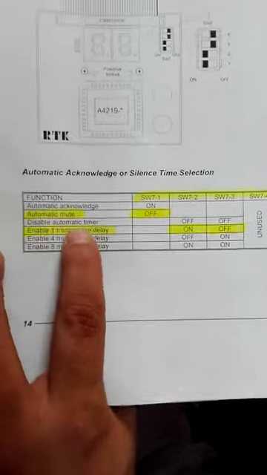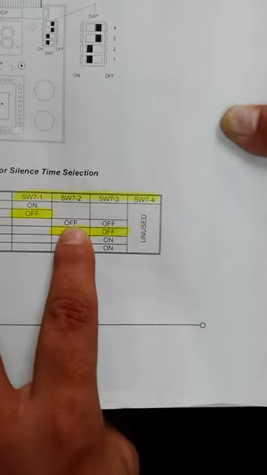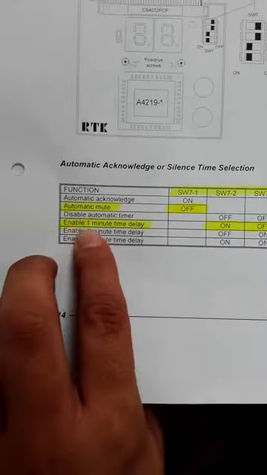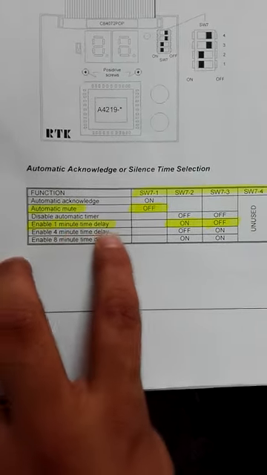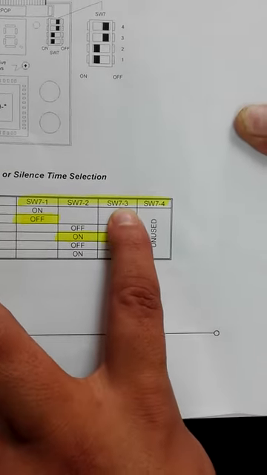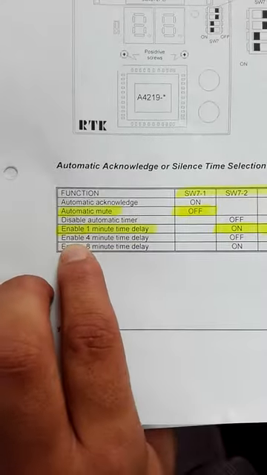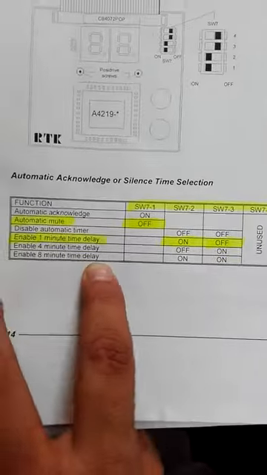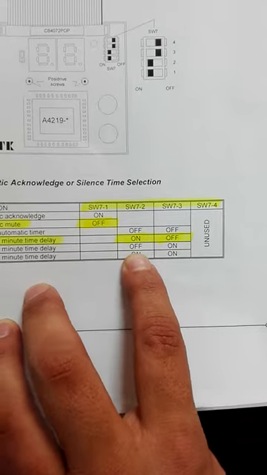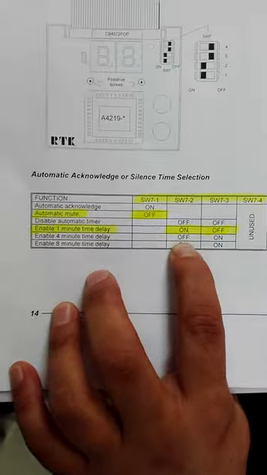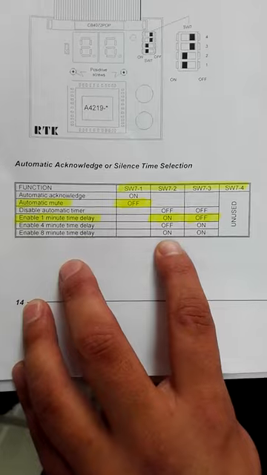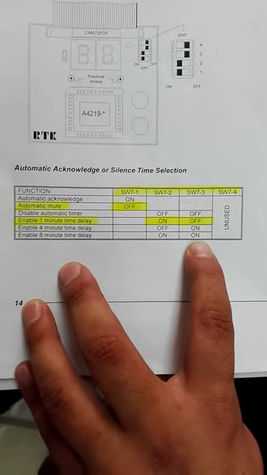Then similarly, disable automatic timer. For this you need to switch off switch 2 and switch 3. Enable 1 minute time delay: for that you need to switch on switch 2 and switch off switch 3. Similarly, enable 4 minute time delay and enable 8 minute time delay. This is labeled accordingly. For the 4 minute time delay, you need to switch off switch 2 and switch on switch 3. For the 8 minute time delay, you need to switch on switch 2 and switch on switch 3.